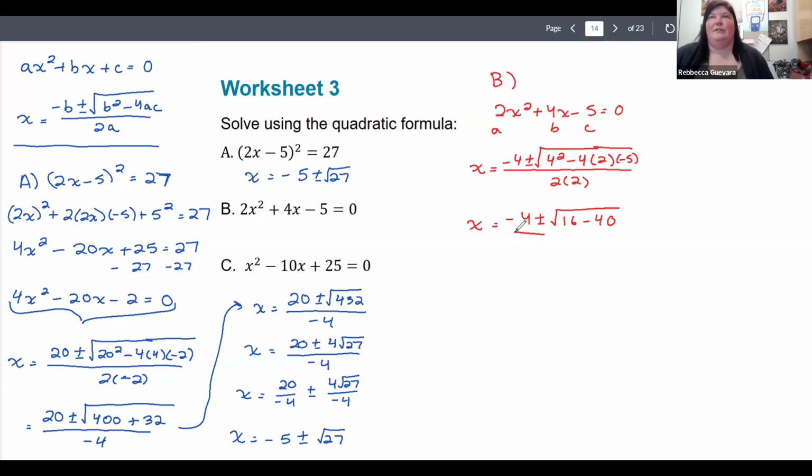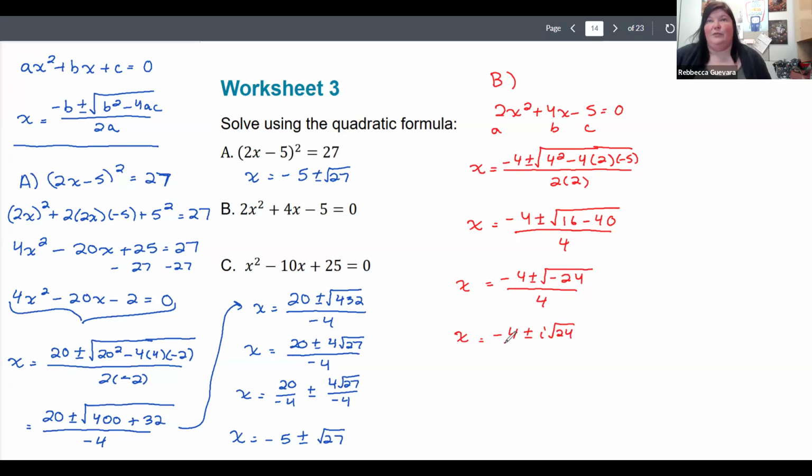Sorry, I don't know why the 0 didn't write down. Maybe I just didn't do it. And this is all divided by 4. So we're going to have x is equal to minus 4 plus or minus, make sure this is working out right, 16. Yeah, okay, minus 24. So x is minus 4 plus or minus, so this is going to be i square root of 24.